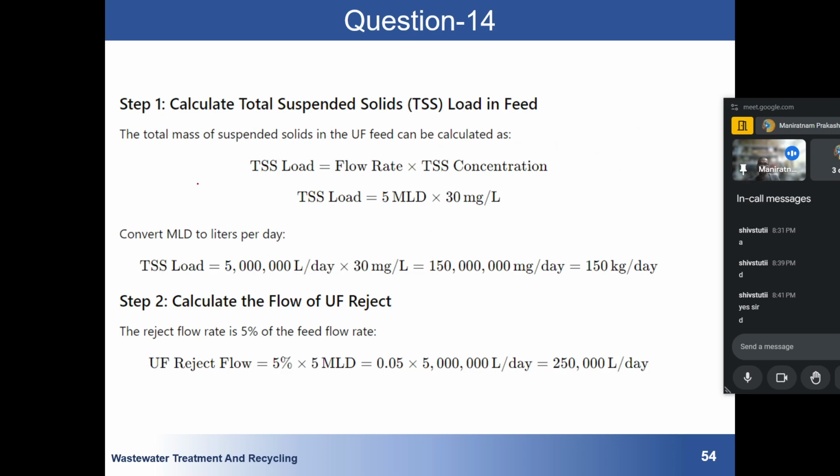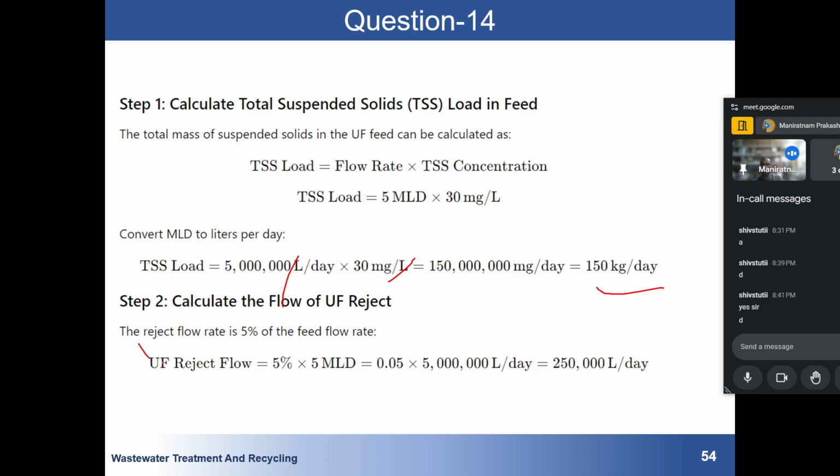Now, the total mass TSS flow rate: we can see that 5 MLD, this much total suspended solid is coming. MLD means million liter per day, that is 10 to the power 6 liter. So 5 into 10 to the power 6 liter per day into 30 milligram per liter. The liter gets canceled out. Finally we have this much kg per day.